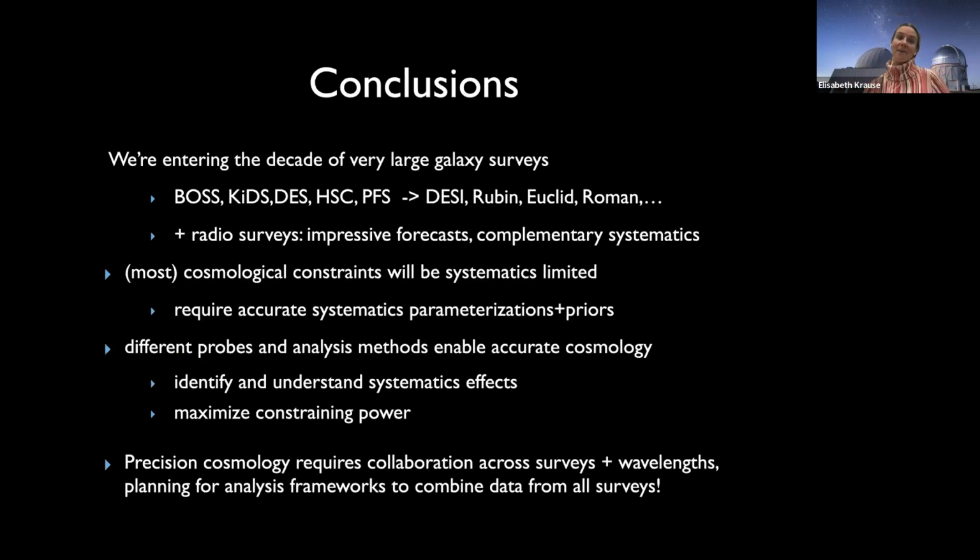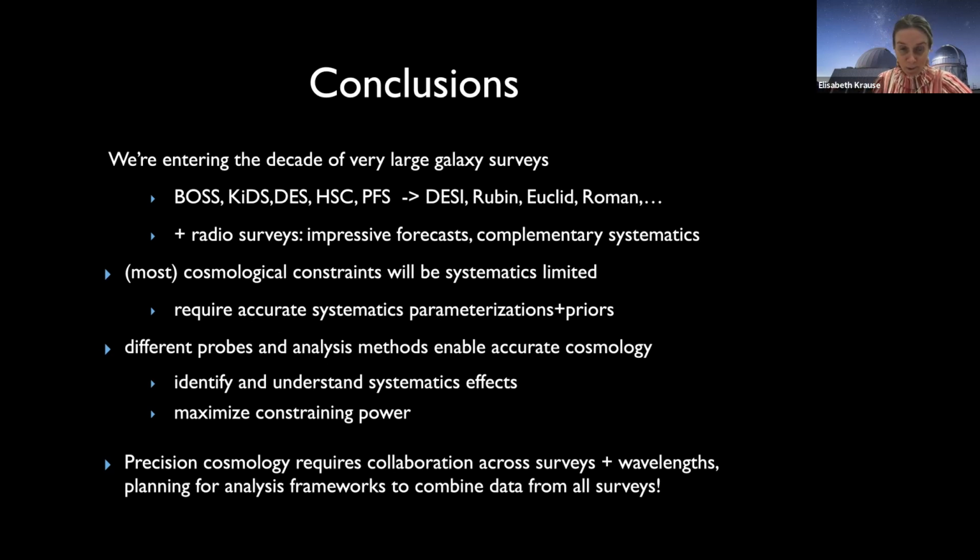And with that, I'd like to conclude. We're entering the decade of very large galaxy surveys, and we know that most cosmological constraints from these will be systematics limited. That means we need accurate systematic standardizations and priors. And to get there, we will have to heavily rely on synergies.